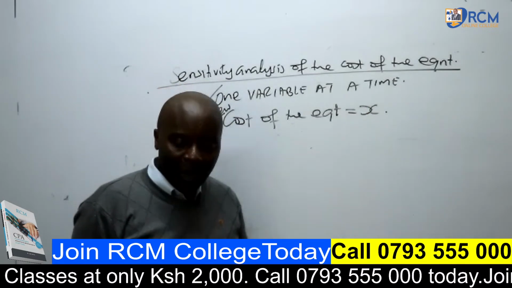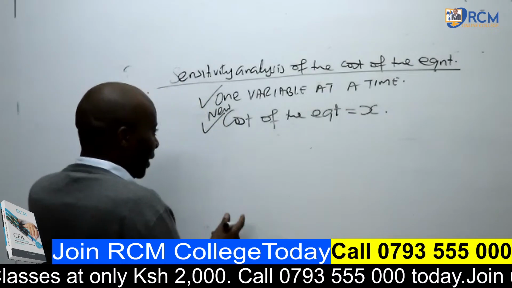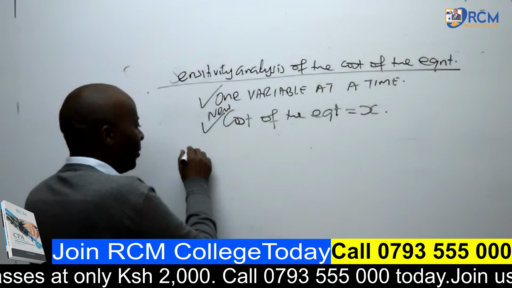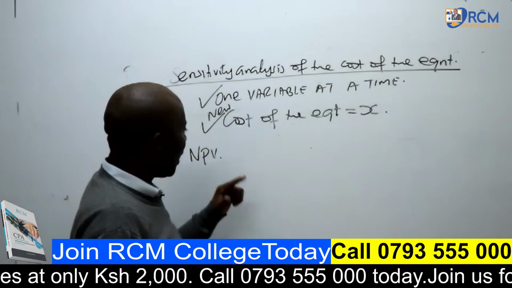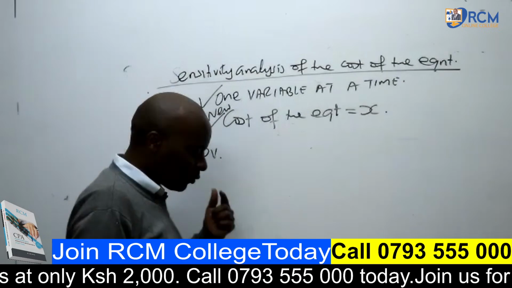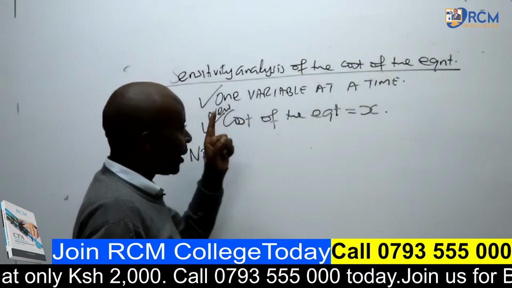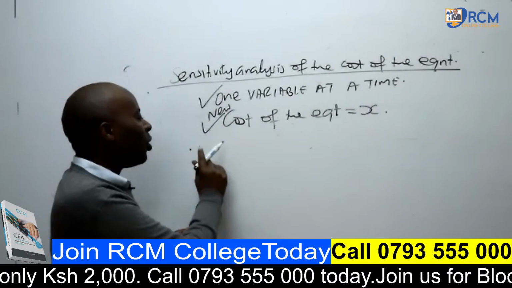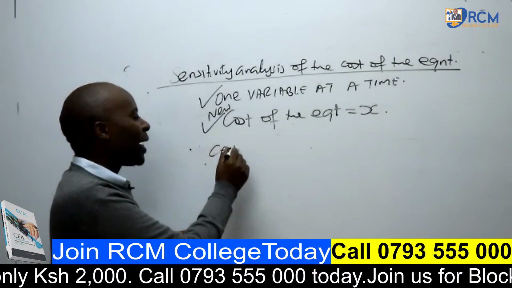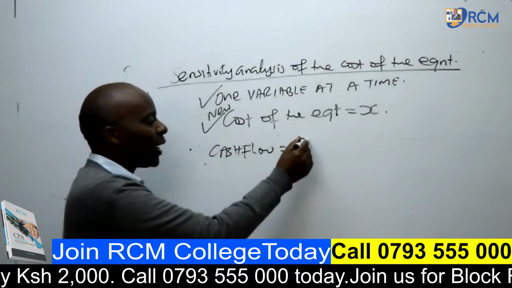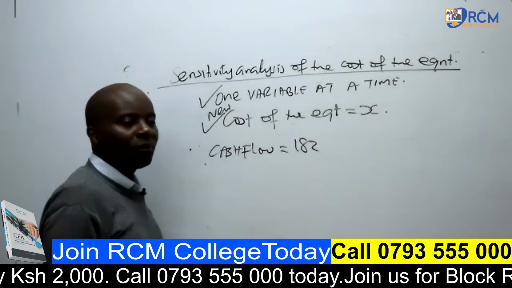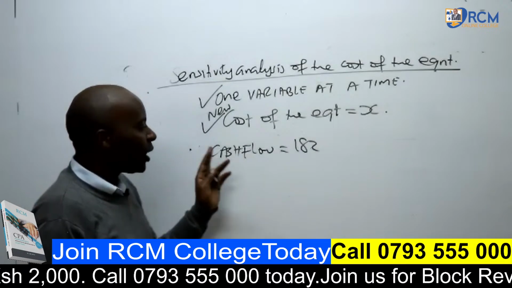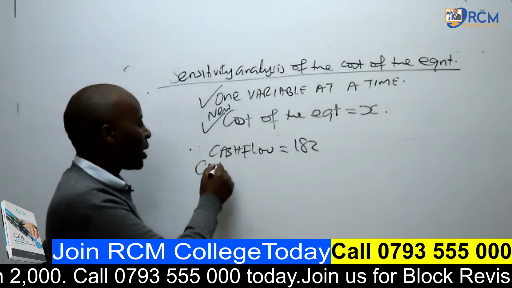Remember our NPV, the other NPV that we did. You will allow me, ladies and gentlemen, to give you some story here first of all, before I go back to this sensitivity analysis of the cost of the equipment. Now, if you recall, we got our cash flow as 182 using a long method. Now, if I wanted to get this cash flow using a short method, I would have gotten it this way.